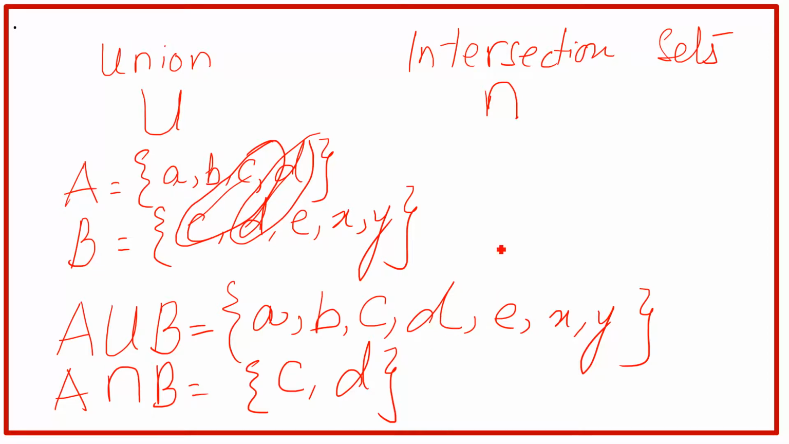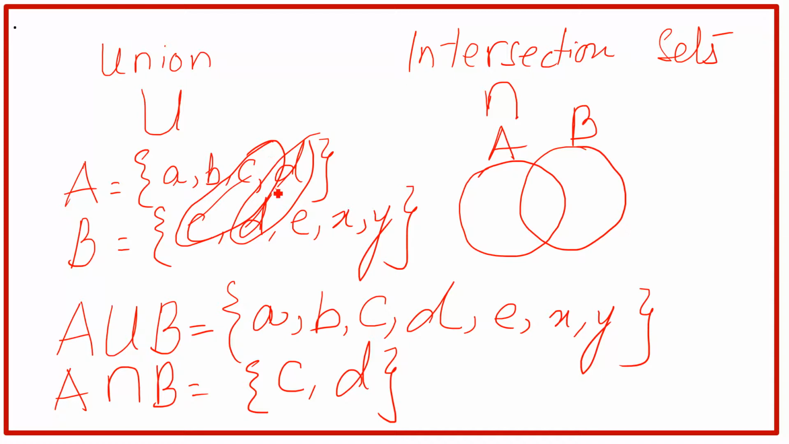If I ask you to show it in the Venn diagram, this is the Venn diagram for the union. In union, we take each and every element of A and B, so we shade A and B. This is A union B. This is called the Venn diagram.